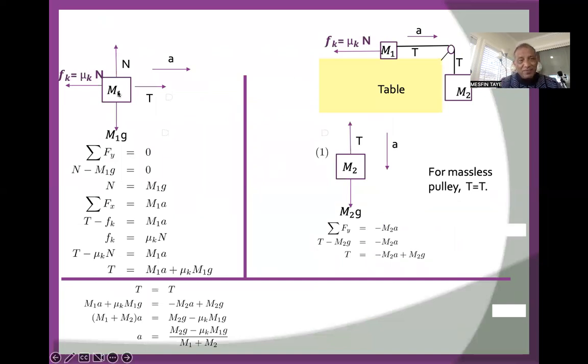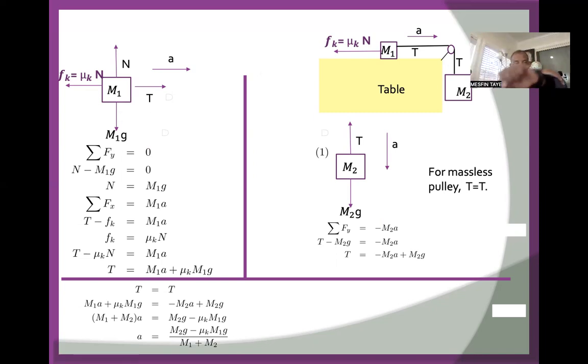So if you take M1, there is always a normal force because of the table pushing it up. M1 is under the influence of gravity. M1g is the weight, which is downward. Why is it moving this way? Because tension is pulling it in that direction. But friction opposes the motion, so it's going to be in that direction. Mu k times normal force. Now, this is my free body diagram. The normal force, tension is pulling that direction, friction is pulling that direction, and M1g is that direction.